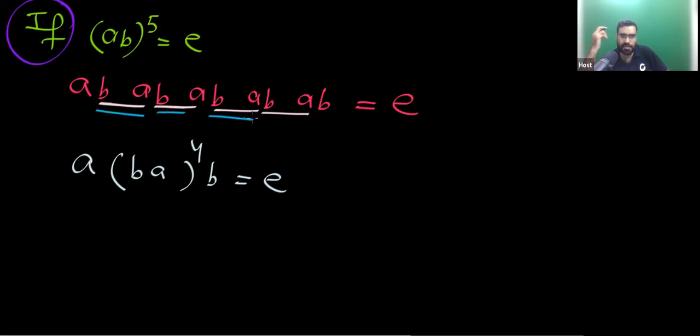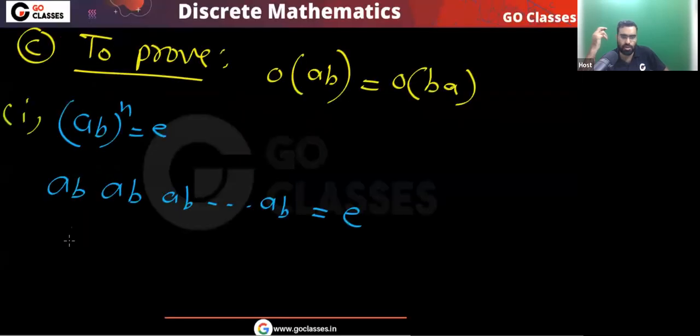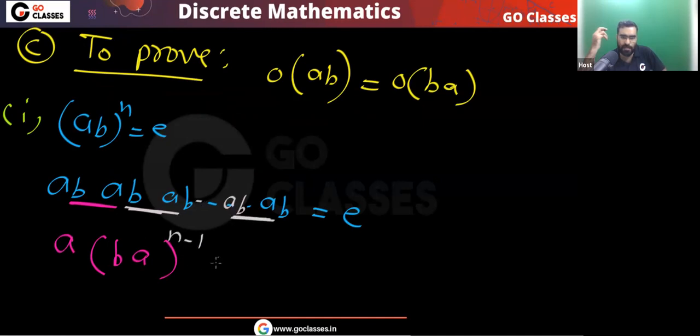A, (BA) power 4, B equal to E. So here also the same thing I can say. I can write it A, BA, and so on, BA. So I can say it will be A (BA) power n minus 1 B is equal to the identity element. Okay, is this point clear? So very simple. If this happens, then we can say that this will happen.